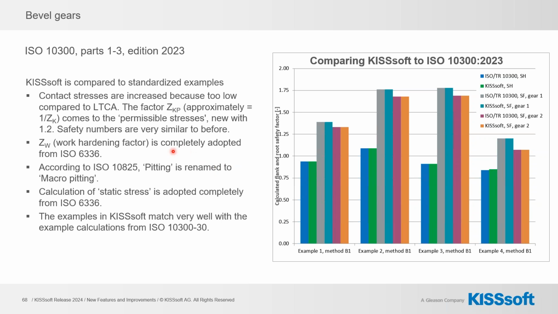From the content side, there was some modification in the contact stress calculation, but to keep it short, the safety numbers on the pitting calculation are very similar as before. Also, there were some improvements in the standard here and there. So this is now available in the KISSsoft software.